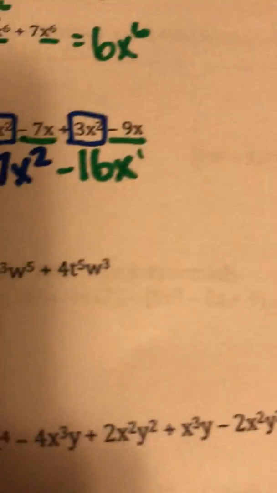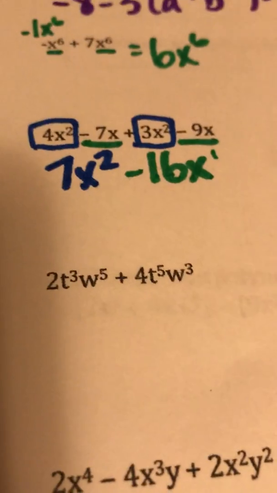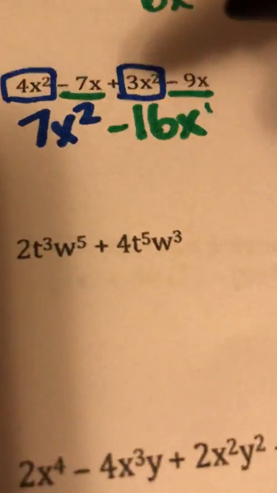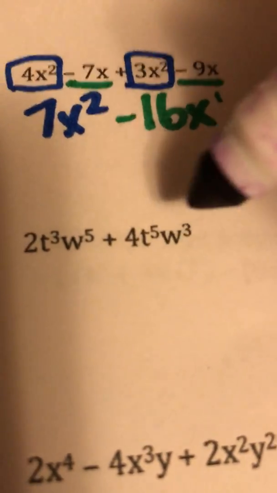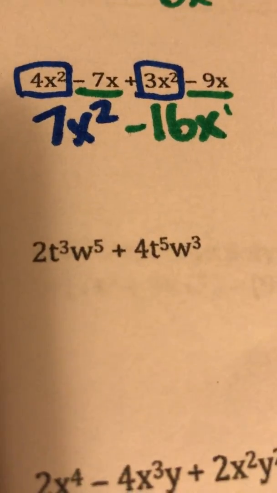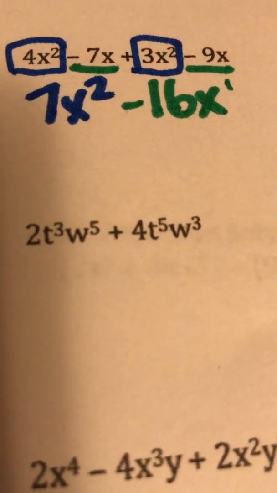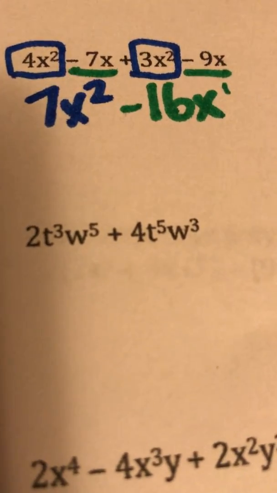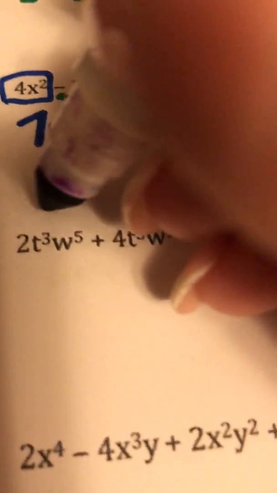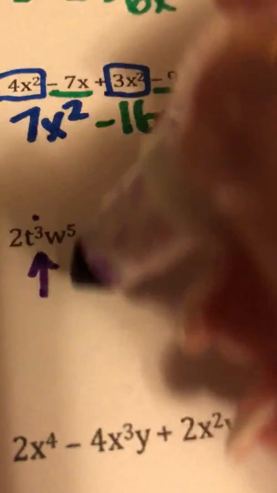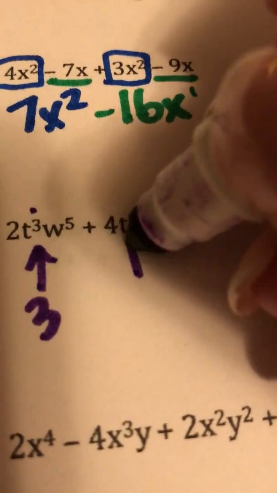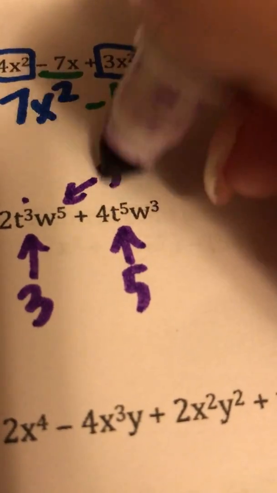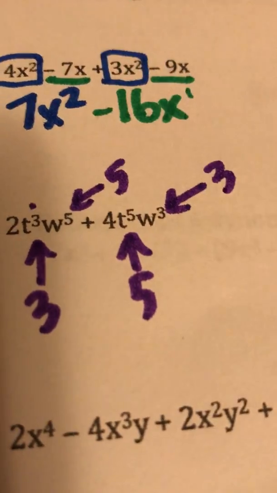All right. Let's go to this one. Here we have 2t to the third w to the fifth plus 4t to the fifth w to the third. What can we do here? You're probably thinking that we can't really do anything because this t is raised to the third power, this t is raised to the fifth power, this w is raised to the fifth power, and this w is raised to the third power.